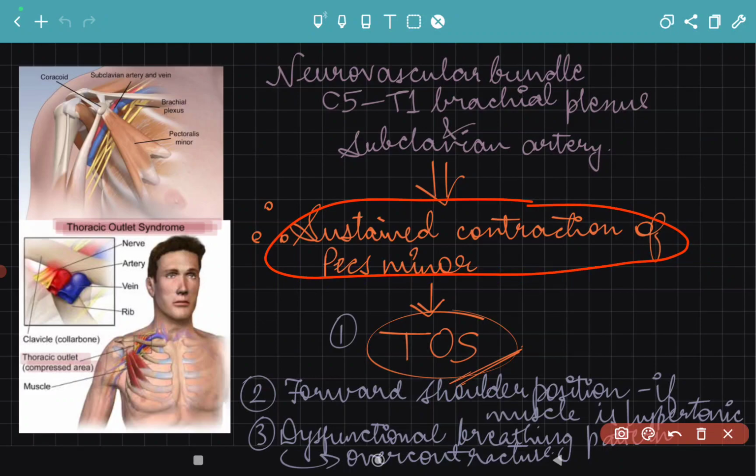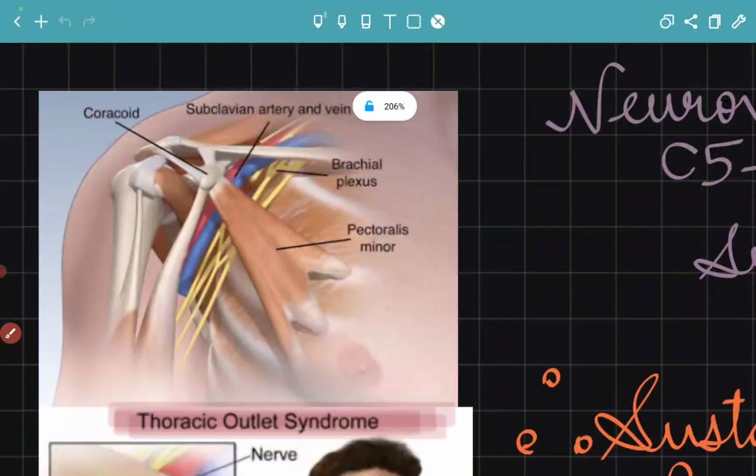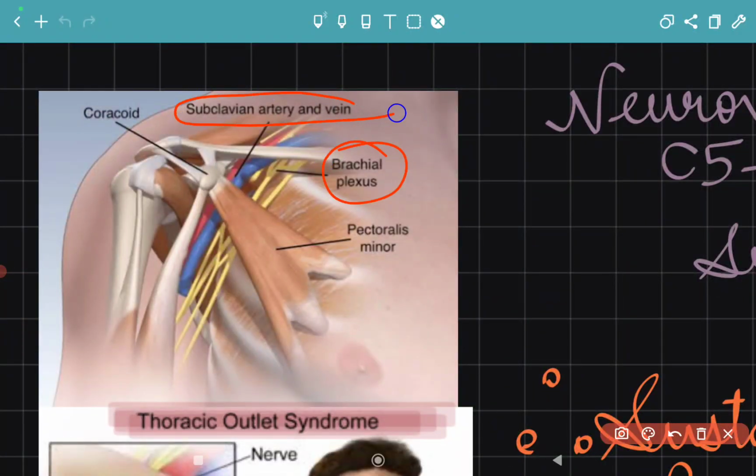As we know, the neurovascular bundle passes beneath this pectoralis minor, which can be well appreciated. The brachial plexus and the subclavian artery and vein, all these structures are passing beneath this pectoralis minor, which is arising from the third, fourth, fifth ribs near the costochondral junction and going to insert to the coracoid process.